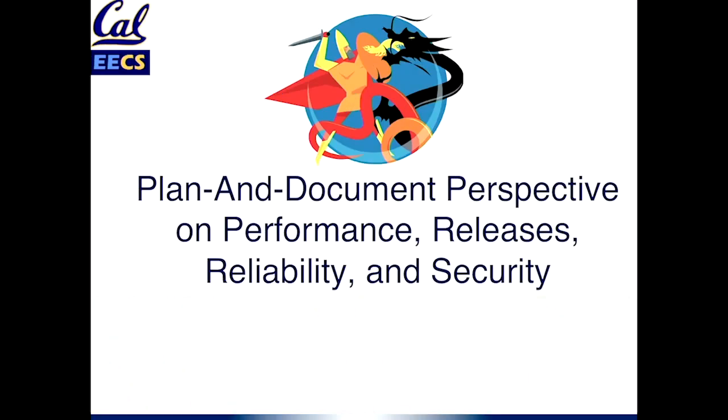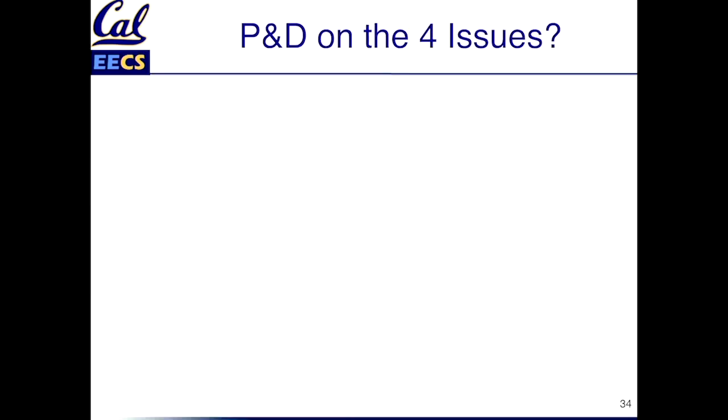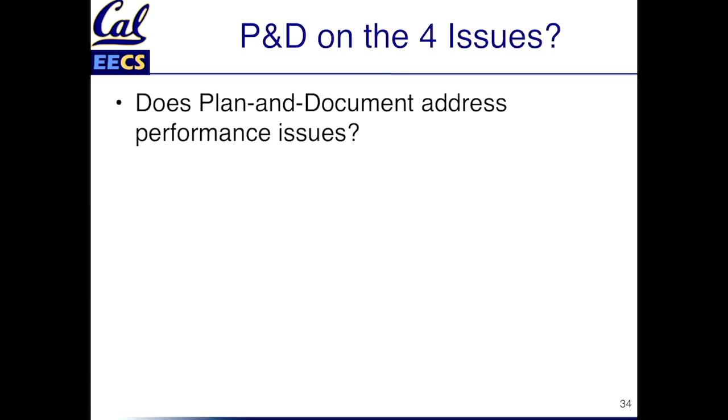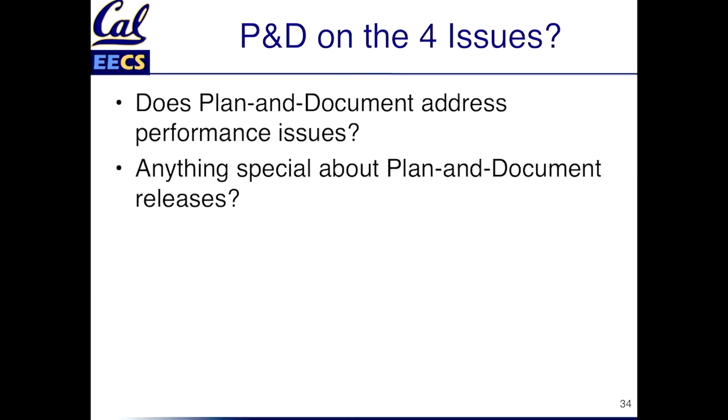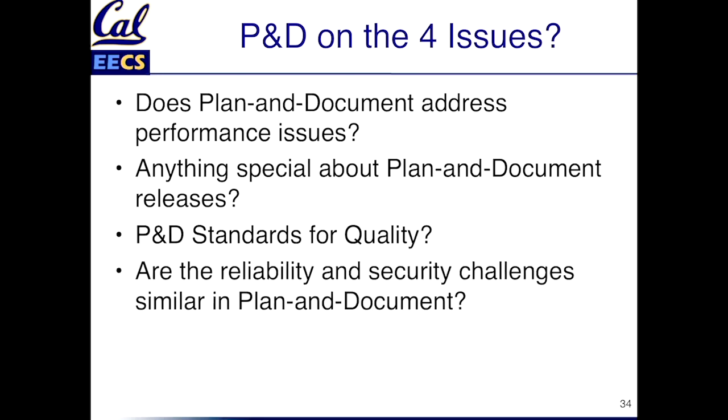Going to talk about the plan and document perspective on these 4 issues of performance, releases, reliability, and security. So what do you do differently, if anything, about plan and document performance? Anything special about releases? The plan and document approach is filled with standards. Are there standards for quality, reliability? And what about security and reliability challenges, are they any different? And is there a relationship between unreliability and security?